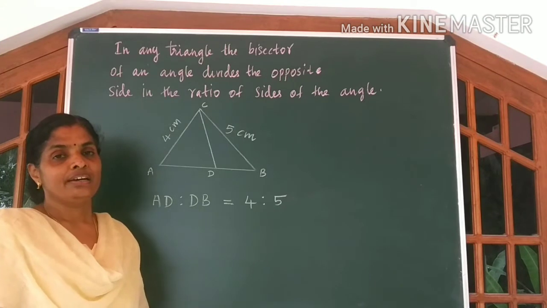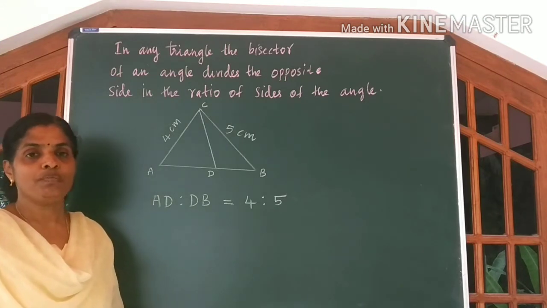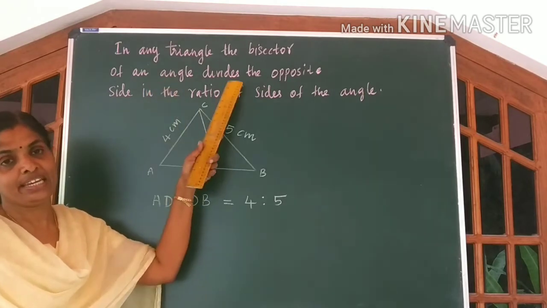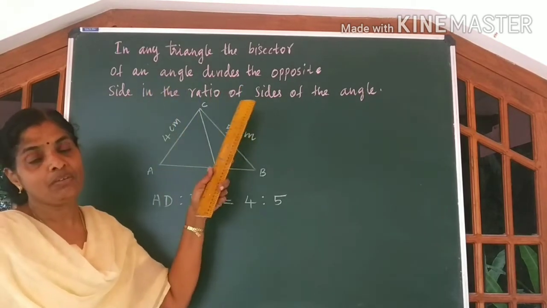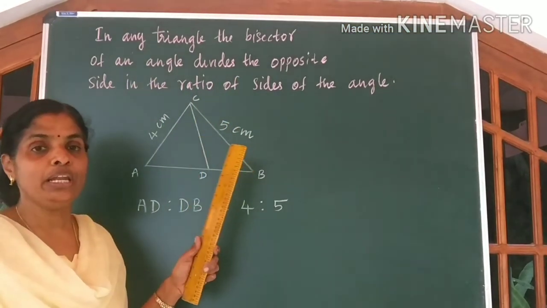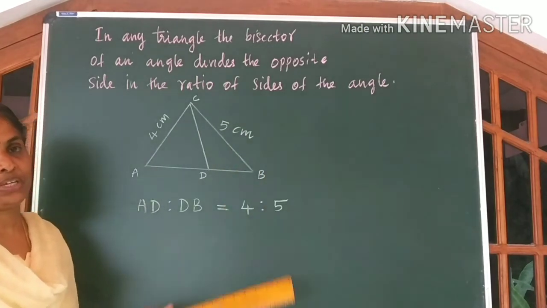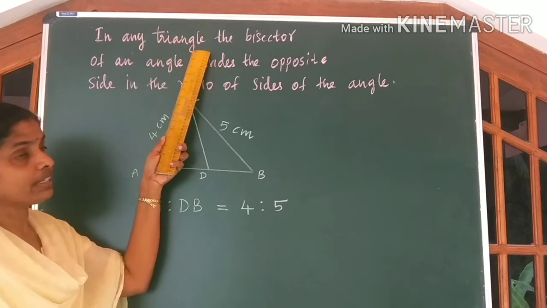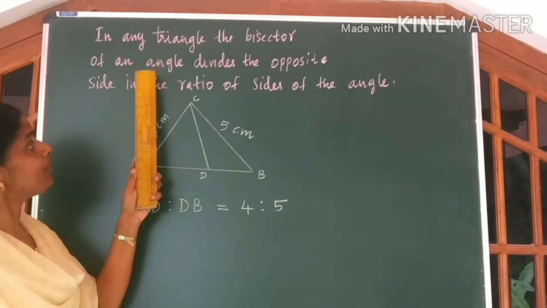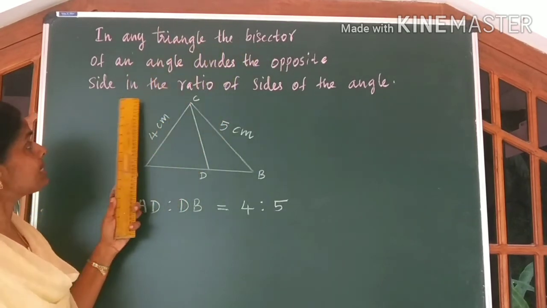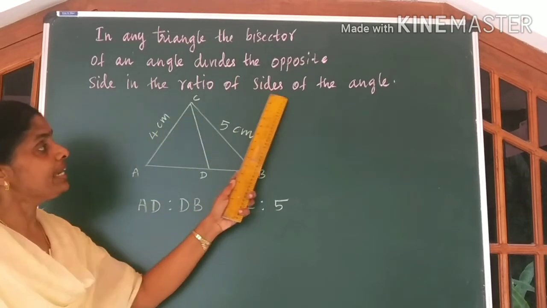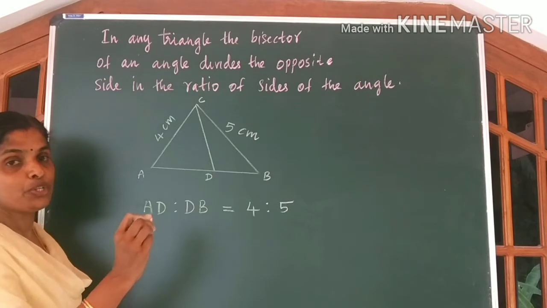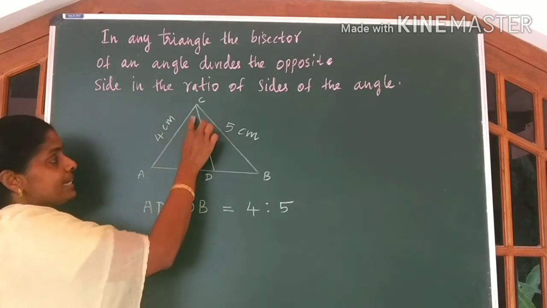Next is a statement which we are going to prove. Look at the statement I have written here, children. Actually, we call this the angle bisector theorem. Look at the statement: in any triangle, the bisector of an angle divides the opposite side in the ratio of the sides containing the angle. We are going to prove this.